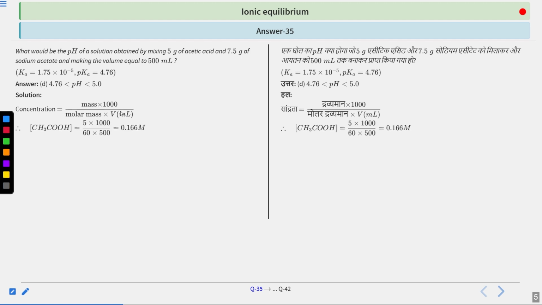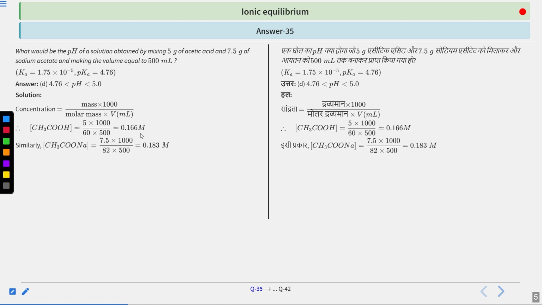What is the concentration of the acetic acid? We have taken 5 gram of acetic acid, so number of moles will be mass by molar mass. Since the volume is 500 milliliter, we multiply by 1000 by 500. If you calculate this value, you will get 0.166 molar as the concentration of the acetic acid.